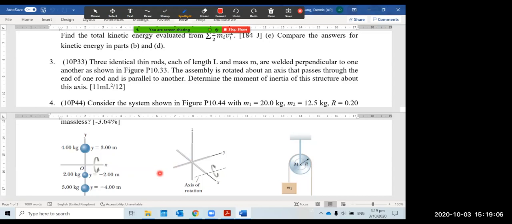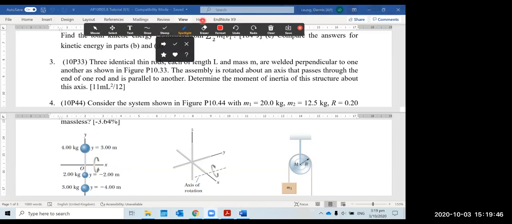What about the rod along the y-axis? Because it is lying along the same axis of rotation, and it is a very thin rod, all the particles are at 0 distance from the axis. So it is not contributing to the moment of inertia. So at the end, it is only the x-axis rod and the z-axis rod contributing to the moment of inertia about the rotation through the y-axis. So I try to show you the solution for easier visualizing.